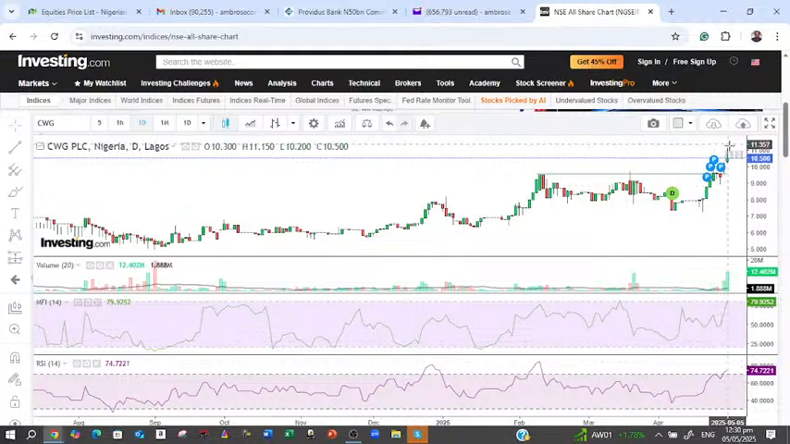This pullback we're seeing here is just a sign that yes, it's a good stock. Numbers are good. You can wait to see whether you can pick around 10.50 before it moves. But anything below 12 naira is a good buy on this stock.